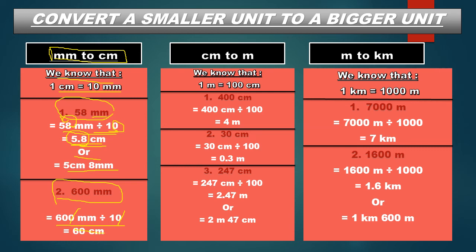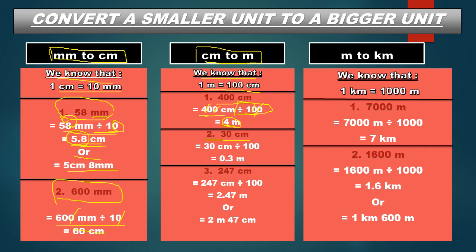In second column, we are converting centimeter to meter. Again, smaller unit to a bigger unit. As we all know that 1 meter is equal to 100 centimeter. When we convert 400 centimeter to meter, we will divide it by 100. When we divide 400 by 100, very easy, just cancel the last two zeros and only 4 is left, so it means 4 meter is the answer. So 400 centimeter is equal to 4 meter.